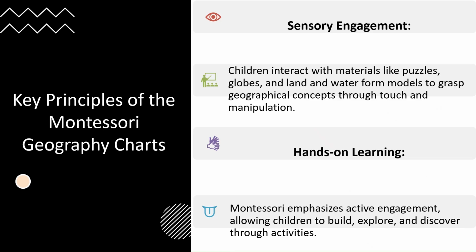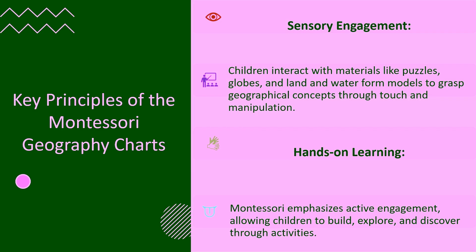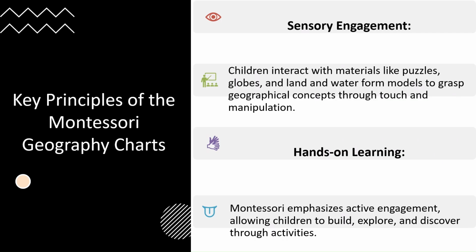The key principles of the Montessori geography charts. The first is sensory engagement. Children interact with materials like puzzles, globes, and land and water form models to grasp geographical concepts through touch and manipulation. Next comes hands-on learning. Montessori emphasizes active engagement, allowing children to build, explore, and discover through activities.